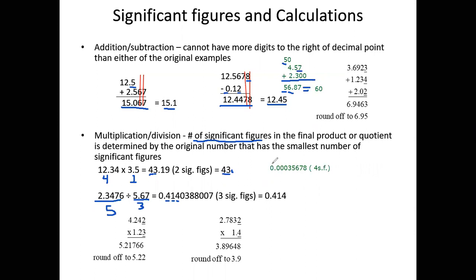However, these zeros are insignificant, so you don't start counting until you get to the first non-zero number. So we have 1, 2, 3, 4. And so if we were to write the answer to this, it would be 0.0003568. So again, when you have a number less than 1, you don't include the leading zeros when you're counting significant figures. Those are insignificant.